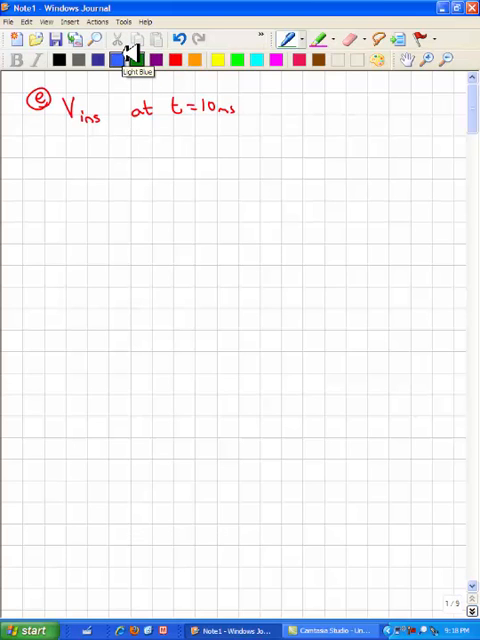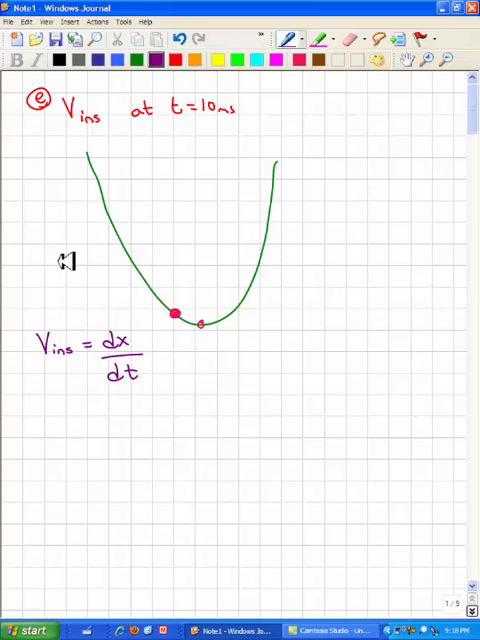If you will allow me to draw a very, very simple picture for you, just to bring your attention to the graph. The graph kind of looked like this. 10 milliseconds on our graph was kind of towards the bottom, right about here. And if you remember, v instantaneous equals dx/dt.